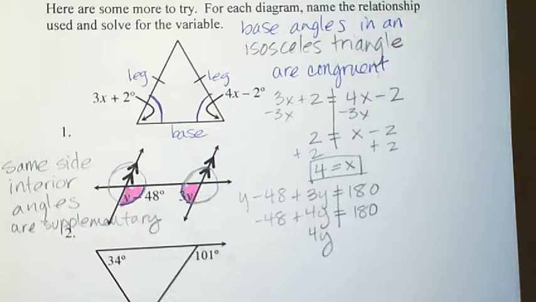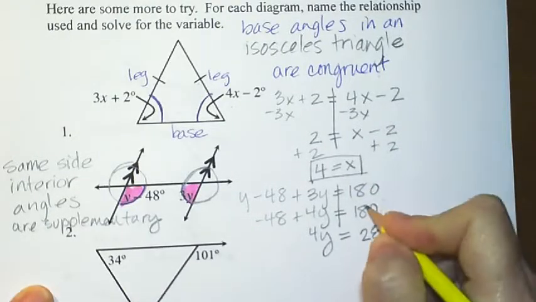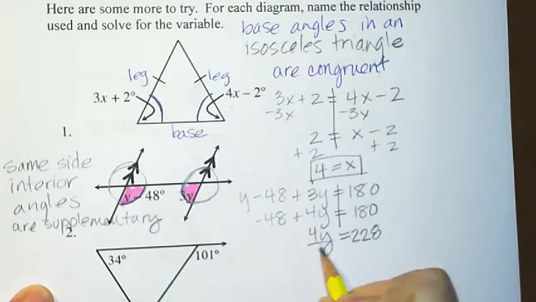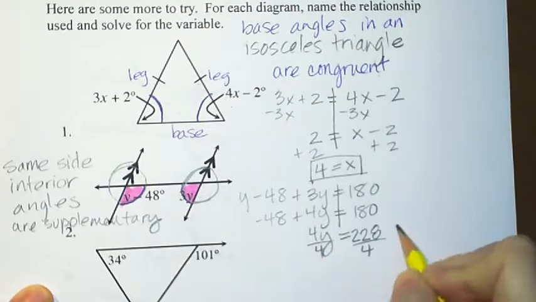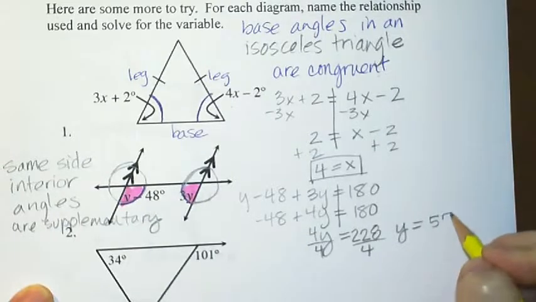So 4y equals 228, since 180 plus 48 is 228, and then I'm going to divide both sides by 4. So y equals 57.